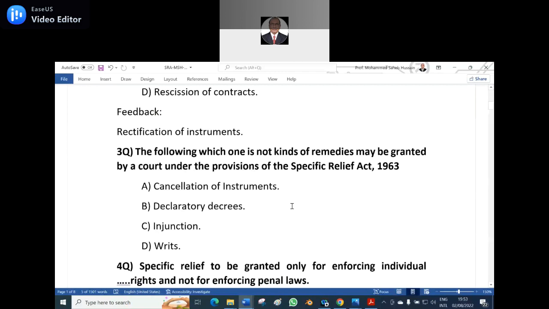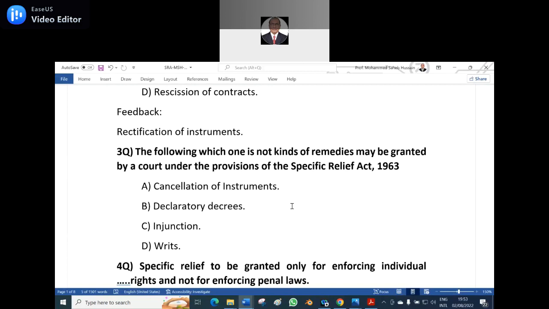Is it clear? Say yes. Good. I appreciate. Third question. Which one is not a kind of remedy that may be granted by a court under the provisions of the Specific Relief Act 1963. Option A, cancellation of instruments. Option B, declaratory decrees. Option C, injunctions. Option D, writs. Say loudly. Option D, writs, is not connected with the third question, but the other three are very much connected.